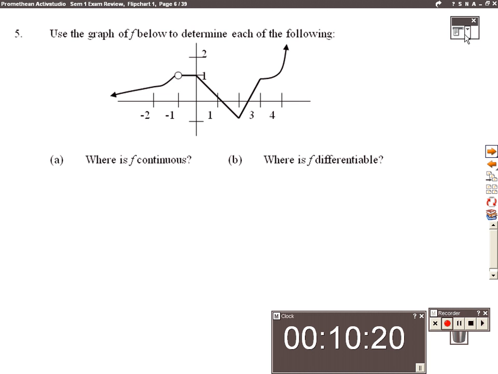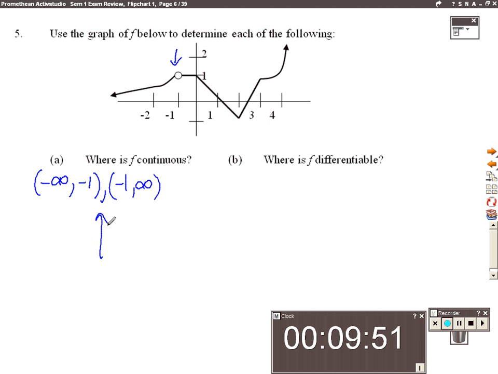F is not continuous at this hole right here. Remember, continuity has to do with a break, gap, or hole. So f is continuous everywhere except -1. So I would say f is continuous from negative infinity to -1 open, because there's no continuity there, and then from -1 to positive infinity. Now, some of you, if you want to put a U between that for union, you're welcome to do that.